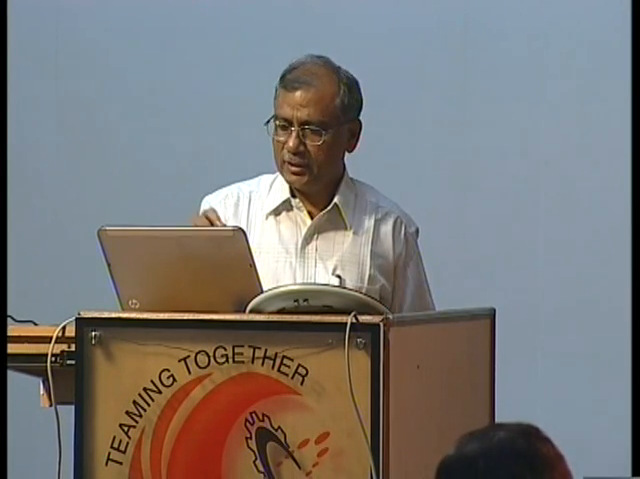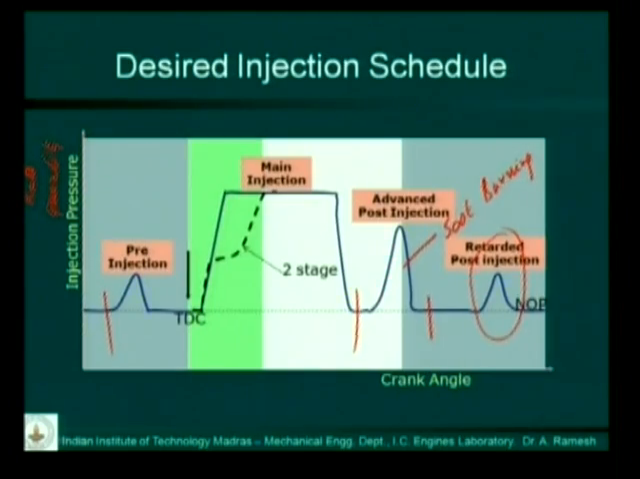So it does all these injections and many more. As time passes, I think there will be more pulses also. So pre-injection, which is pilot injection, then main injection, then advanced post injection, and retarded post injection. It means the injector has to open and close so many times in one cycle. And some of them are of the order of microseconds. Microseconds injection, microseconds gap. So you start, stop, start, stop, start, stop. So at least some 4 or 5 times.